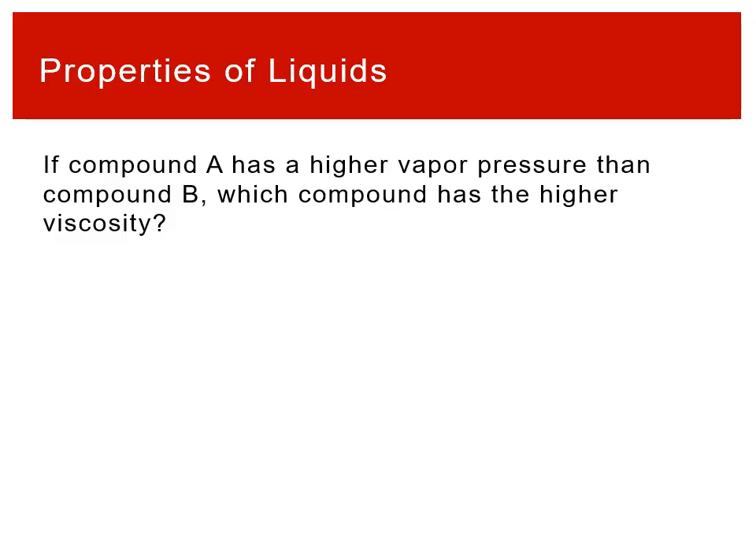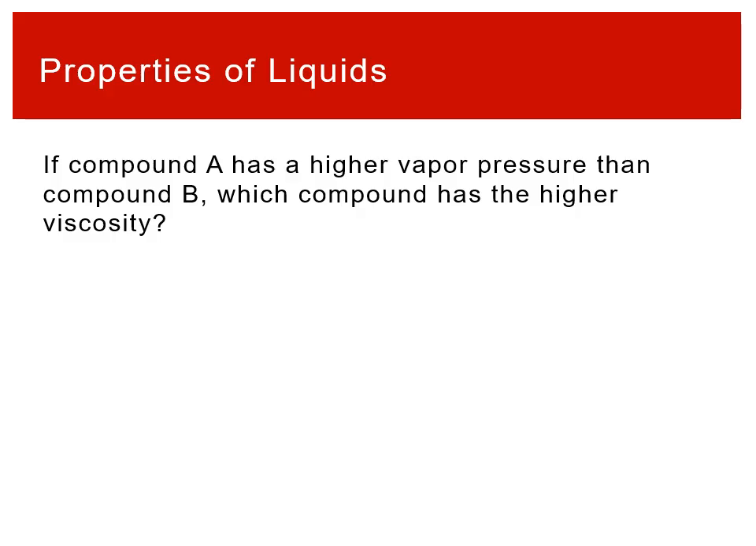What that means is we can start to relate the properties of compounds to other properties of those compounds without knowing anything about the compound. So let's look at an example. If compound A has a higher vapor pressure than compound B, which compound has the higher viscosity? This is the type of prediction we really want to be able to make. This is telling us, we know one physical property, vapor pressure. What else do we know about that compound?